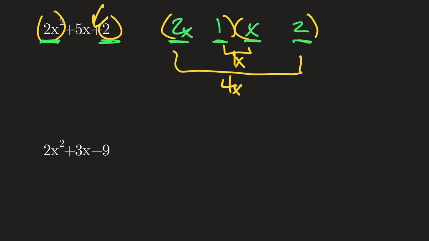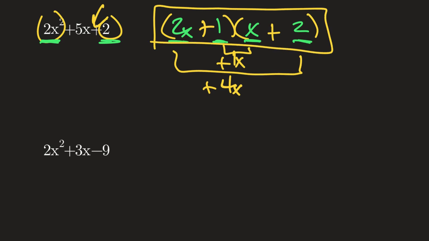Now, if I'm adding to get a positive number, all these signs are going to be positive. By rule, if you're going to add integers, they have to have the same sign. So if we're trying to add to get a positive 5, both signs have to be positive. That would be a positive 4x and a positive 1x. We are fully factored. 2x plus 1, x plus 2.